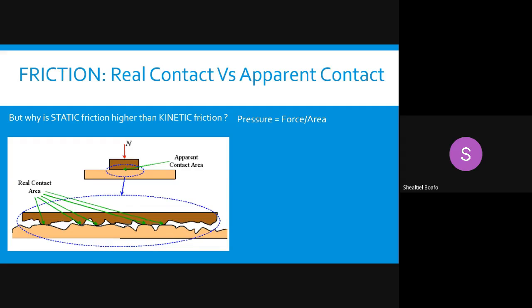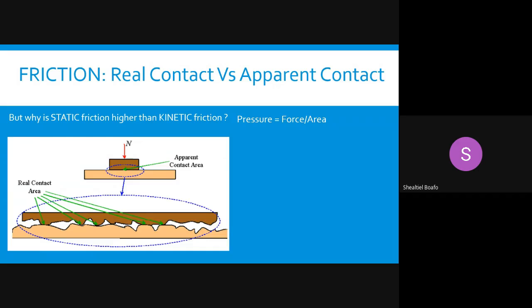Okay, so we're looking at what accounted for this. Why is it that there's a difference between the kinetic friction and the static friction? We realize that there's something we call pressure. Of course, in both cases, there's pressure, whether we are talking about kinetic friction or static friction.